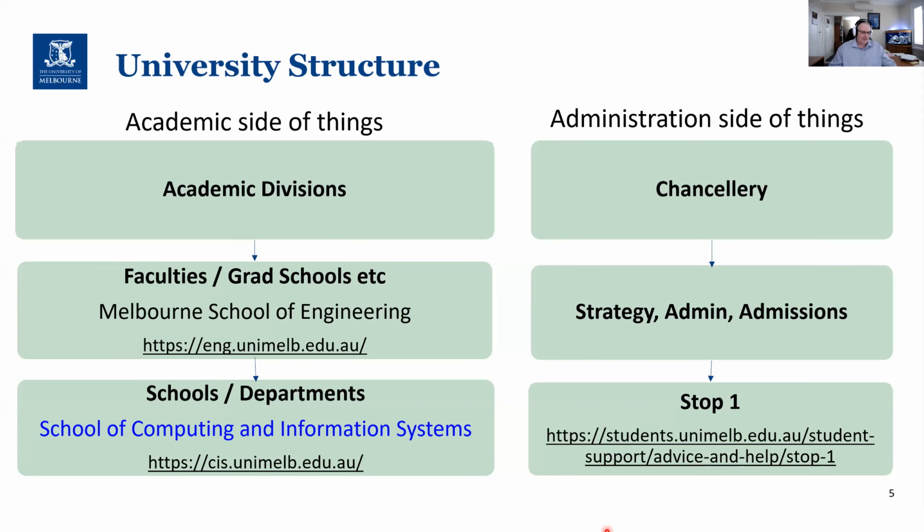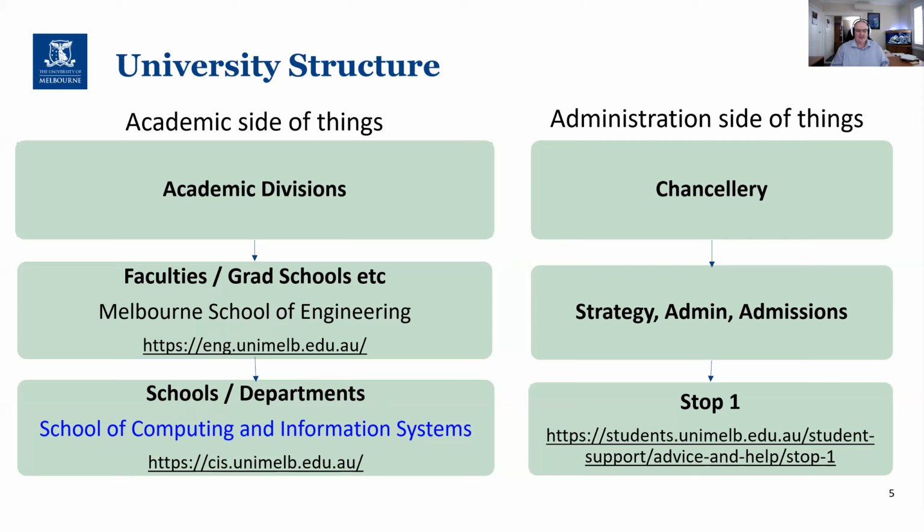The way the university is structured is like this. There are 2 sides to the university, just so you have an idea. There's the academic side of things, where you have the academic divisions, including the faculties and schools. For example, we sit in the Faculty of Engineering, and within each faculty there are schools or departments, and we're actually teaching the MIS from the School of Computing and IS.